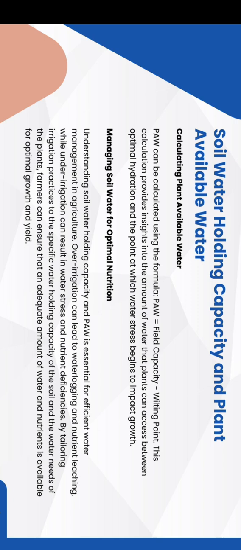Managing soil water for optimal nutrition. Understanding soil water holding capacity and pore space is essential for efficient water management in agriculture. Over-irrigation can lead to waterlogging and nutrient leaching, while under-irrigation can result in water stress and nutrient deficiencies. By tailoring irrigation practices to the specific water holding capacity of the soil and the water needs of the plants, farmers can ensure that an adequate amount of water and nutrients is available for optimal growth and yield.